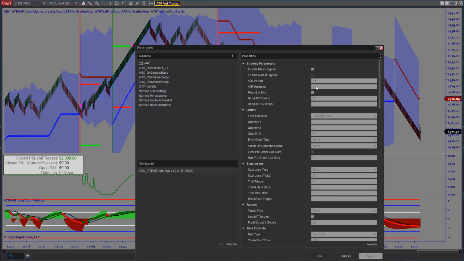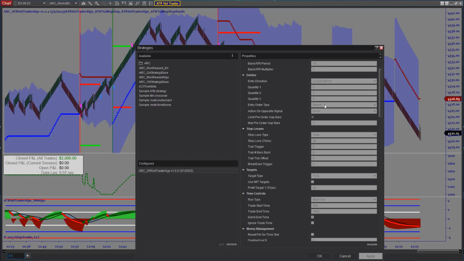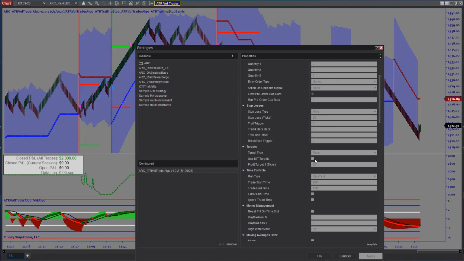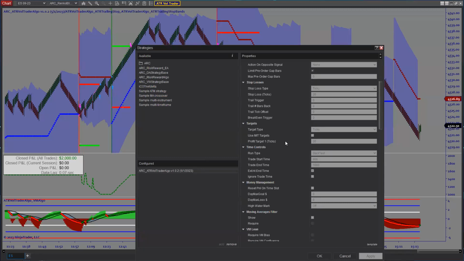ATR multiplier is set to 5. ATR band ATR period is 10, and band ATR multiplier is 5. This is based on the optimizations that I ran before the event. We've got 2 contracts on this, 20 tick stop, 20 tick target. Some of you might only trade 1 contract, divide the numbers in half, right?